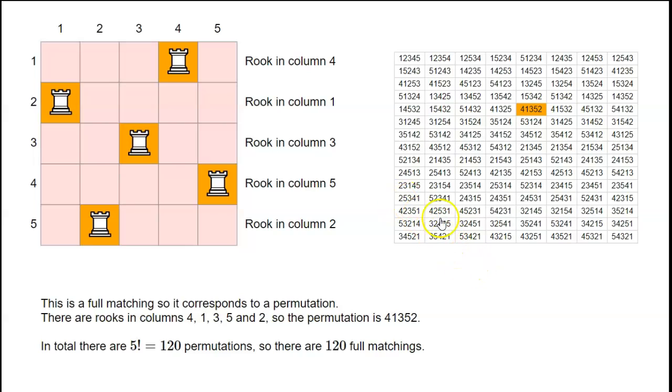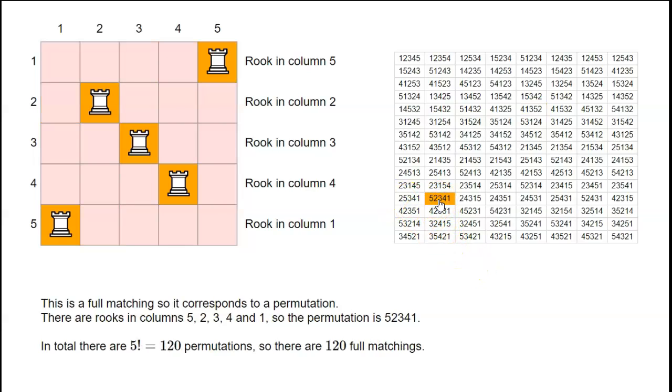Conversely, if we pick any permutation like this, 5, 2, 3, 4, 1, then we can just place rooks in the corresponding columns: a rook in column 5, then column 2, then column 3, then column 4, then column 1, corresponding to the 5, 2, 3, 4, 1 in the permutation. And because it's a permutation, these rooks end up in different columns. They can't attack each other. So we've got a configuration of 5 non-attacking rooks on the 5 by 5 board.